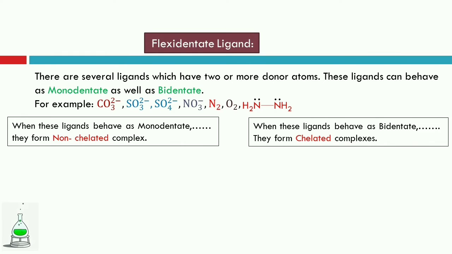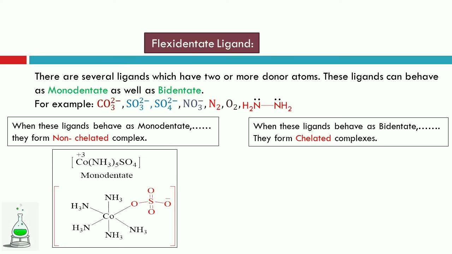There are several ligands which have two or more donor atoms. These ligands can behave as monodentate as well as bidentate. Here we have certain examples: carbonate, sulfite, sulfate, nitrate, dinitrogen, dioxygen, and hydrazine. When these ligands behave as monodentate, they form non-chelated complex.